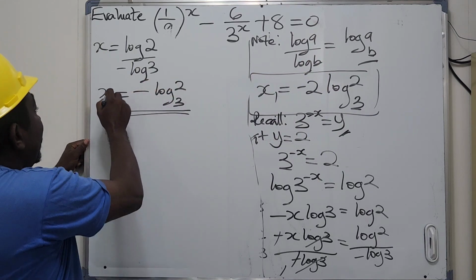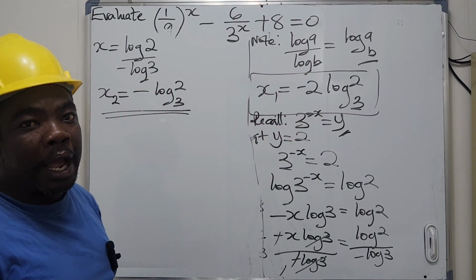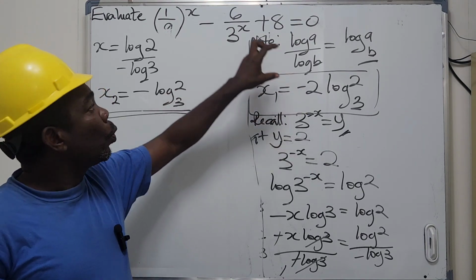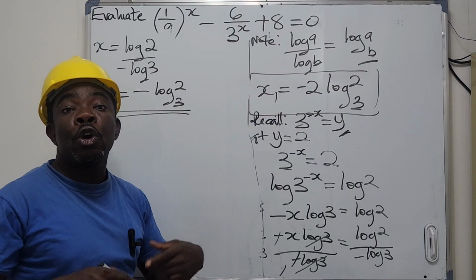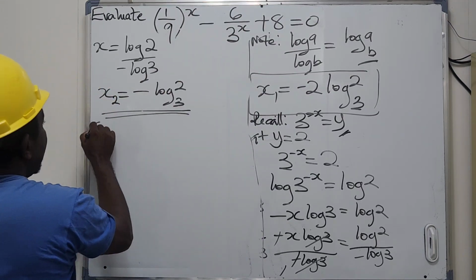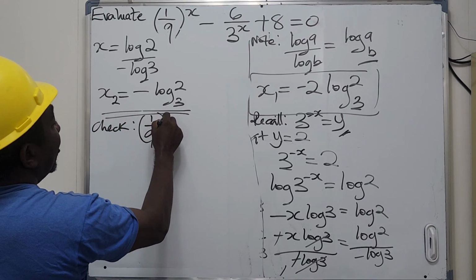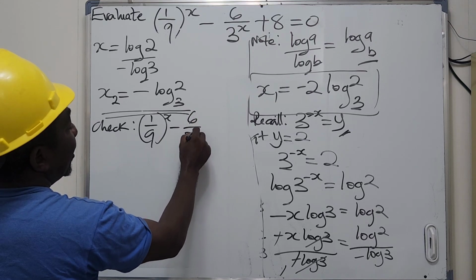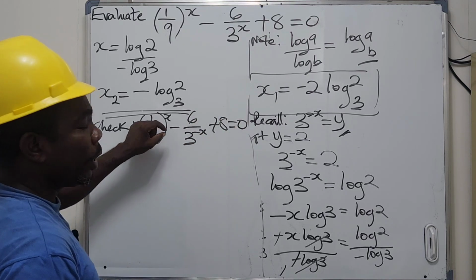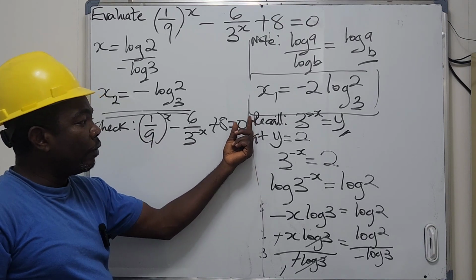So this is the second value of x that we have, and this is the first value of x that we have. And we can do a little check to see whether the value of this x will satisfy this equation, as we are going to slot in the value in the place of x. So we'll say check. We are given 1 all over 9 all to the power of x, minus 6 all over 3 to the power of minus x, plus 8 equals 0. When we input the value of x, will all of them adding together give us 0?